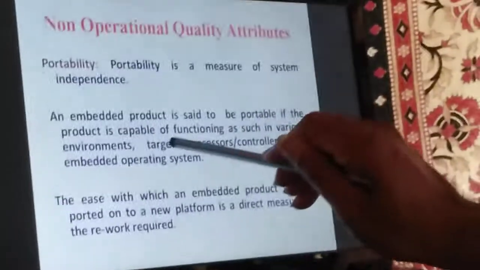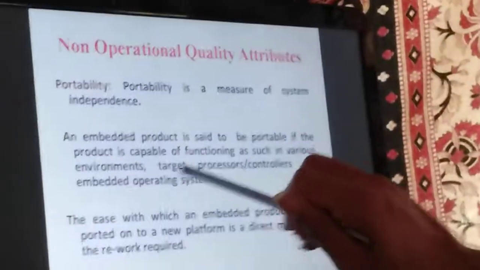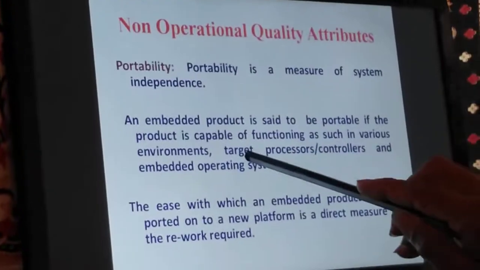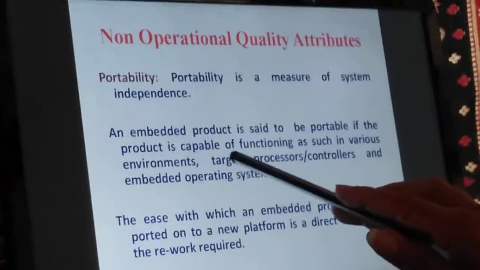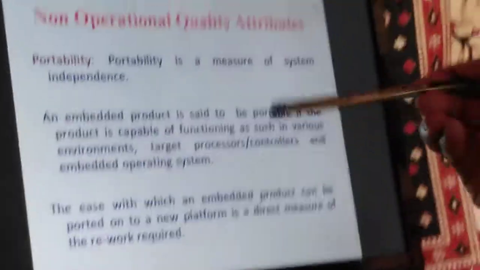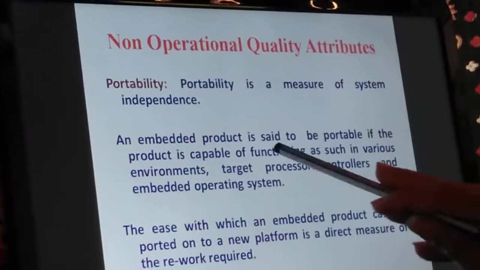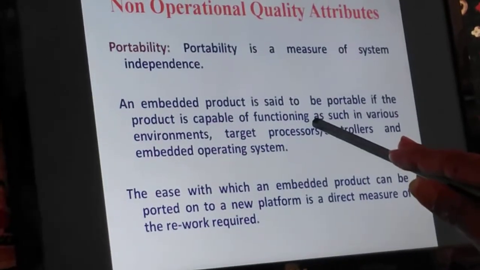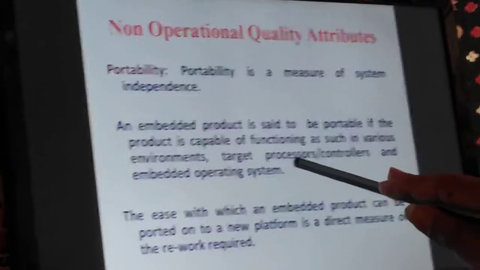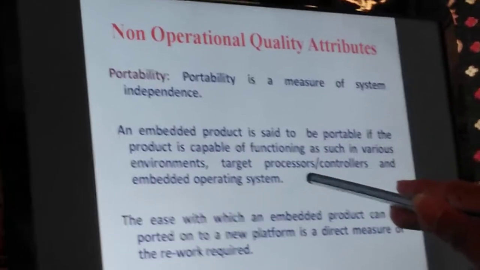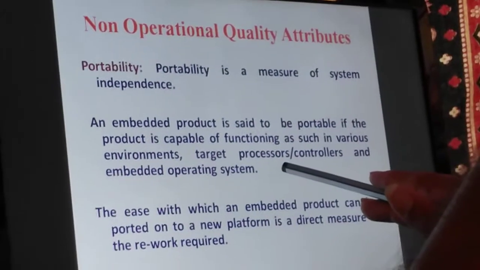For example, maybe you are developing an embedded system which works for STM32. Tomorrow the same system we may want to shift to another processor. It may be a Raspberry Pi. So in such cases our software or our system should have an ability to port. If it is easily portable, then it is a very good property.